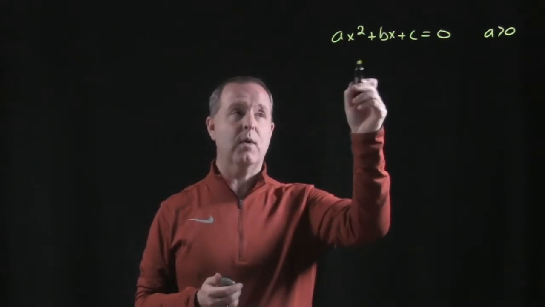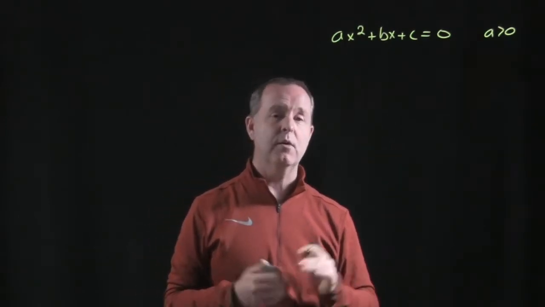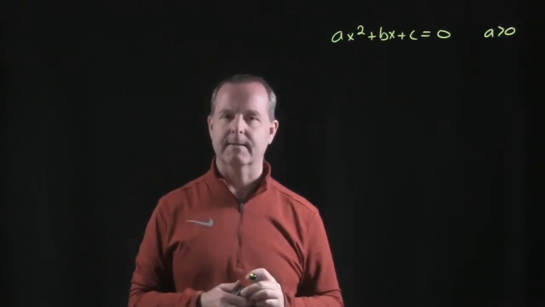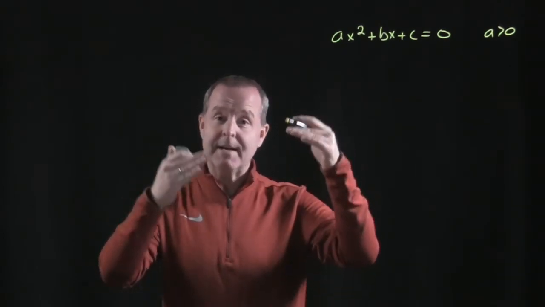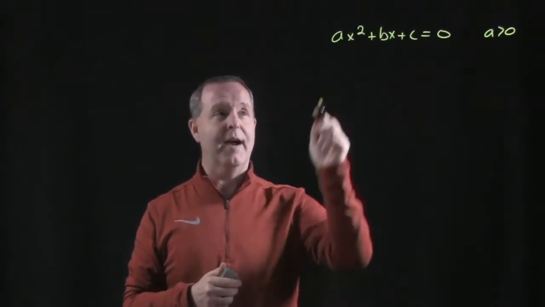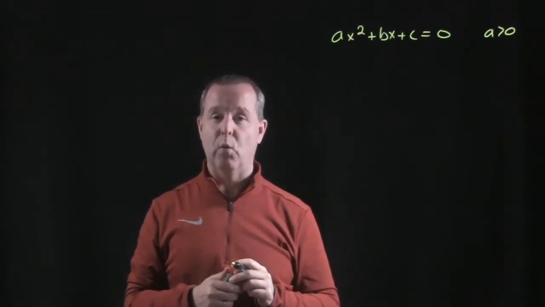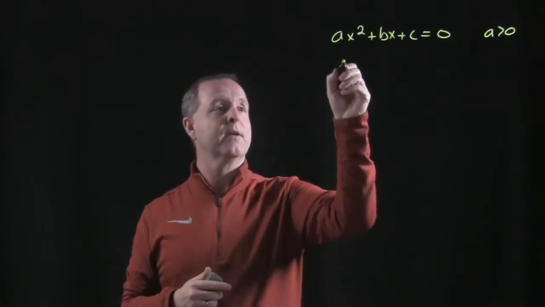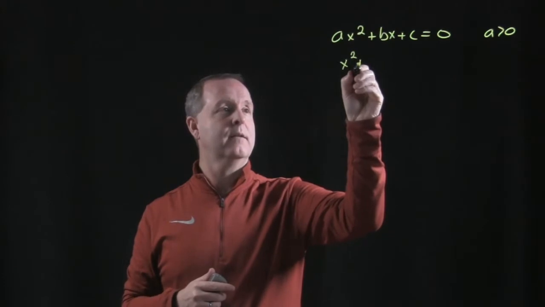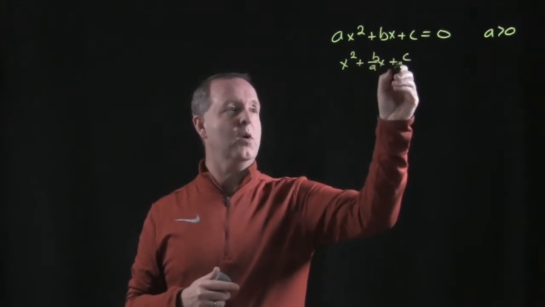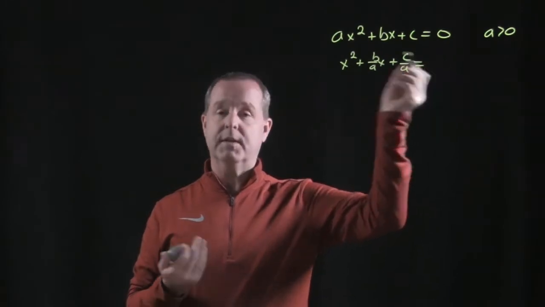So I have ax squared plus bx plus c equals 0 for values of a greater than 0. Well, how do we solve this for x? We're just going to do the same process. We want to ensure that our x squared term has a coefficient of 1, so we're going to divide everything through by a. So I have x squared plus b over a x plus c over a equals 0 over a.